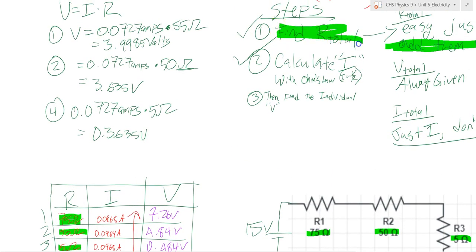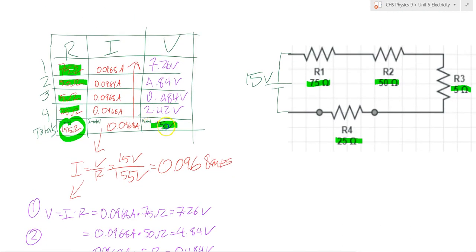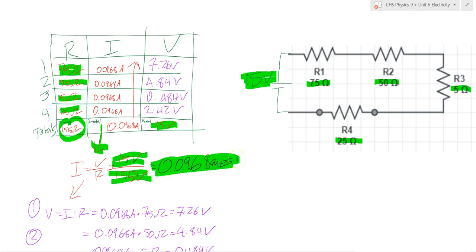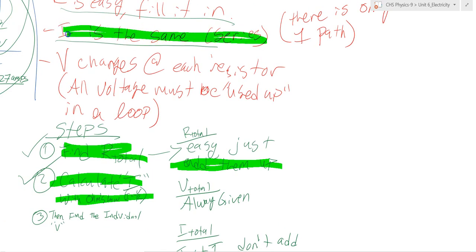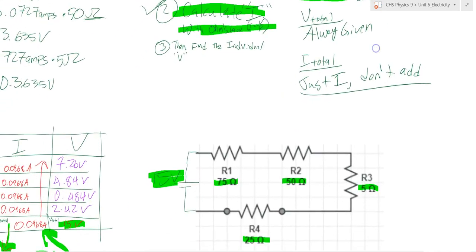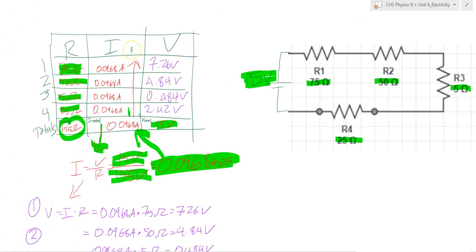That's how I got that. And I went through my steps. I found my R total. I calculated I with Ohm's law. I was given the voltage as well. That's 15 volts. So I did I equals V over R. I got 15 volts divided by 155 ohms, and I got this. Then I brought that up here. And it's the same for all of my currents because I is the same in series.